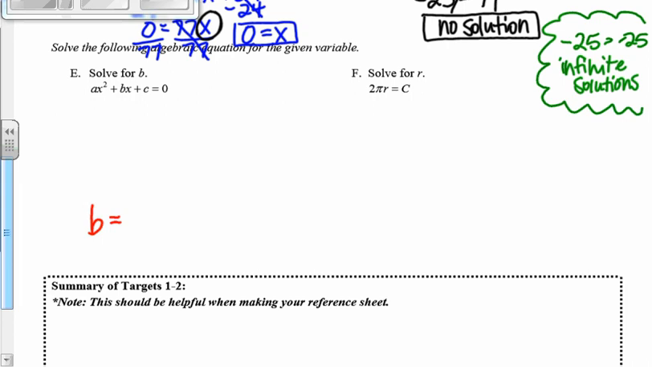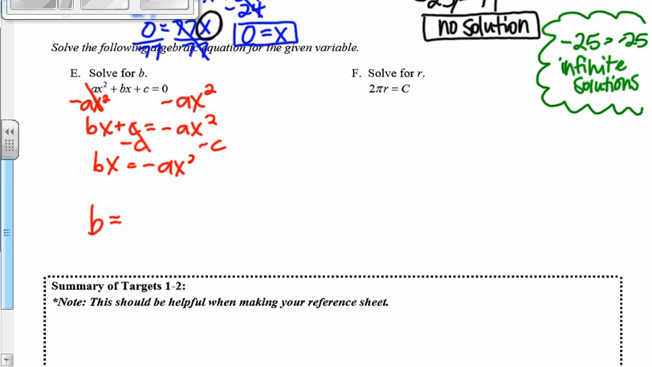So I'm going to start by subtracting this ax squared over. I think I said 8. I meant ax squared. So notice when I did 0 minus ax squared, it's just negative ax squared. I'm going to go ahead and subtract the c as well. When I subtract the c, it doesn't combine with the negative ax squared. Just kind of tacks onto the end there.